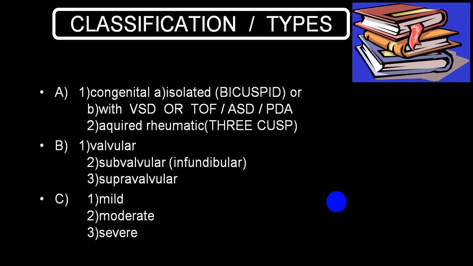Among acquired group, it is mainly involvement of the 3 cusp. By and large, it is a 3 cusp, and most common cause is rheumatic heart disease. We have already told you can divide into valvular, subvalvular or supravalvular. Subvalvular is also called infundibular stenosis. Depending upon the diameter or the area of pulmonary valvular opening, mild, moderate and severe.